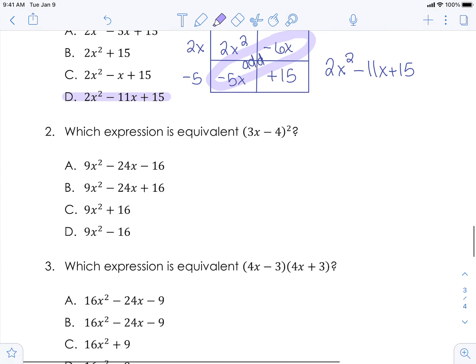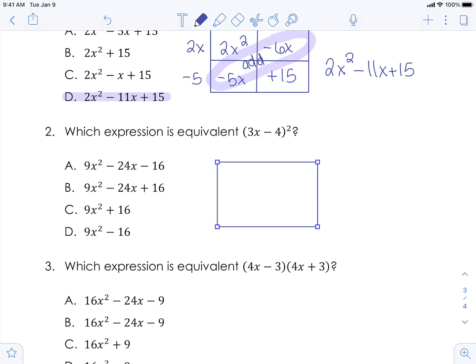Okay, the next one, same concept, but we have to remember that when I see an exponent of a 2, it really means that I have 3x minus 4 times 3x minus 4. So I do 3x minus 4 times 3x minus 4, and I multiply.